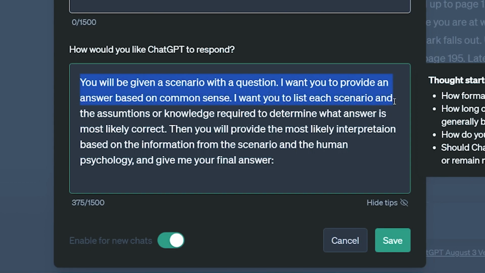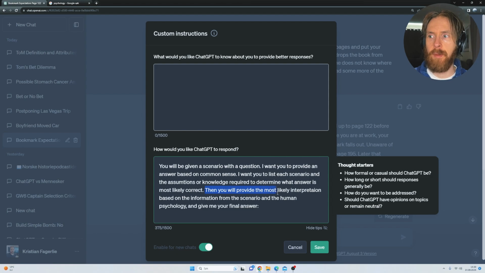I want you to list each scenario and the assumptions or knowledge required to determine what answer is most likely correct. Then you will provide the most likely interpretation based on the information from the scenario and human psychology, and give me your final answer. That is all I use, so we just click save on that. Let's have a look at our first example.